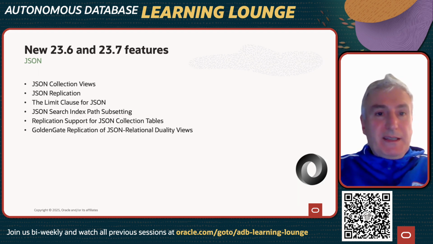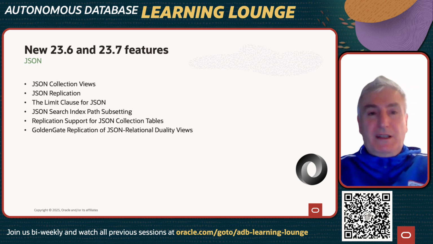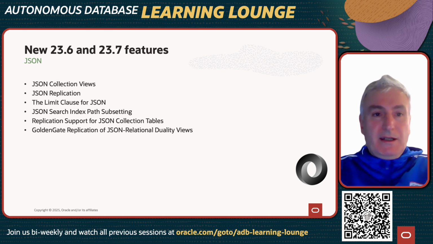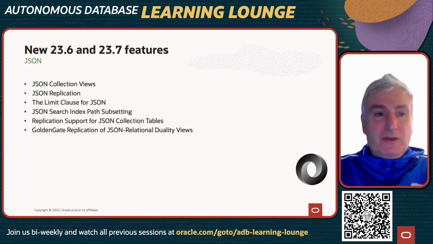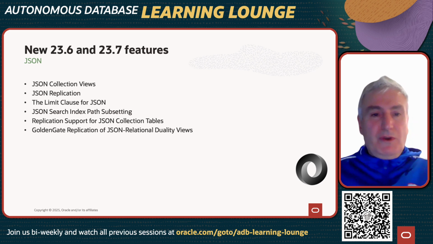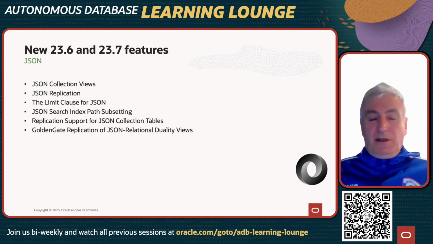In 23.6 and 23.7, probably the most important features that we came up with are JSON collection views, a lot of improvement on JSON replication. We have a limit clause for JSON, which probably will be soon coming officially to the release. JSON search index path subsettings. I'll show you how we can create such indexes. We can now replicate JSON collection tables, and we also support GoldenGate replication for duality views.